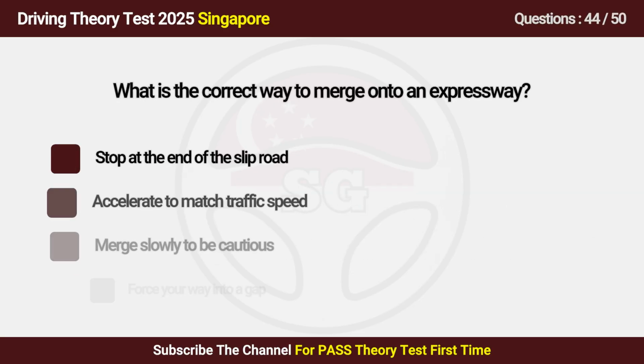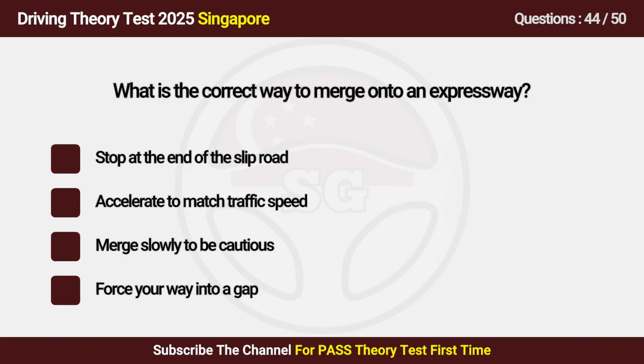Question 44. What is the correct way to merge onto an expressway? A. Stop at the end of the slip road. B. Accelerate to match traffic speed. C. Merge slowly to be cautious. D. Force your way into a gap.